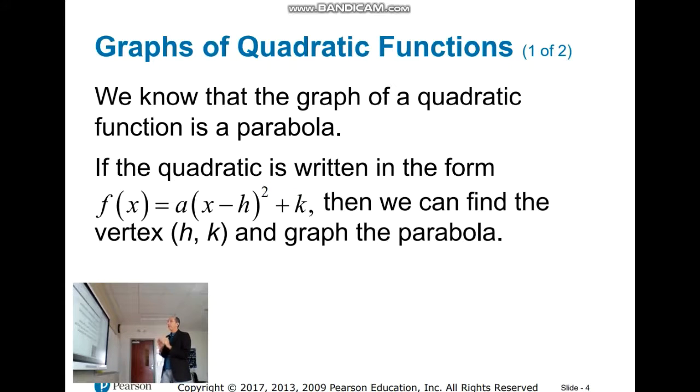We know that the graph of a quadratic function is a parabola, right? This is something that we know. If the quadratic is written in the form f of x equals a times parentheses x minus h squared plus k, then we can find the vertex, because if it is written in this form, h is going to be the x coordinate of the vertex and k is going to be the y coordinate of the vertex.